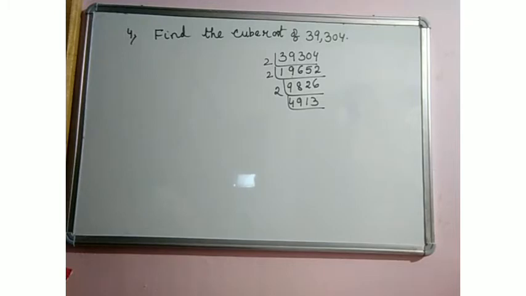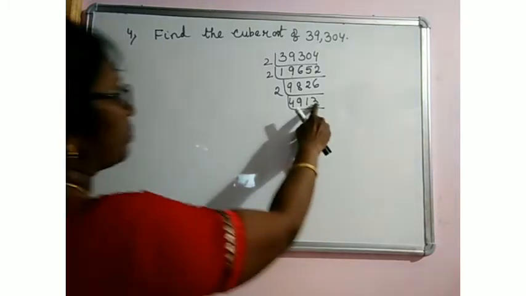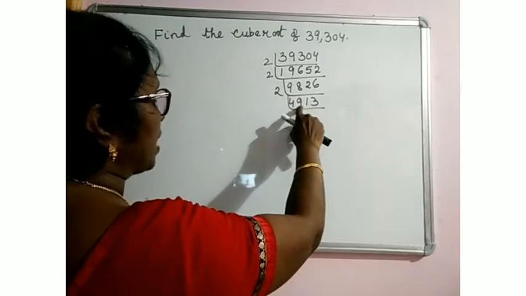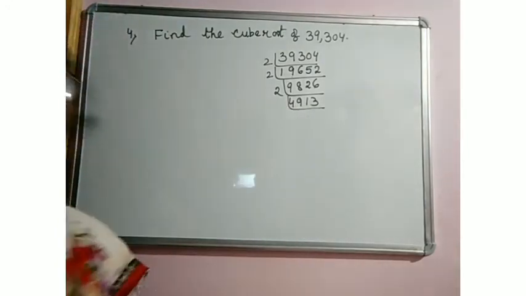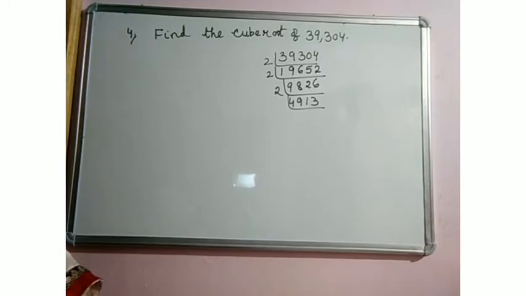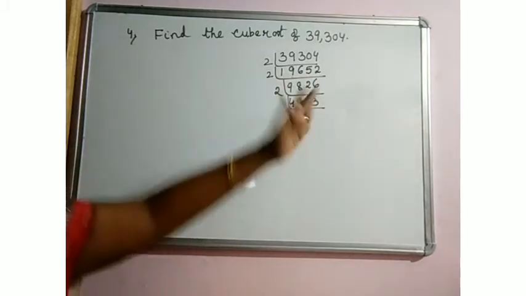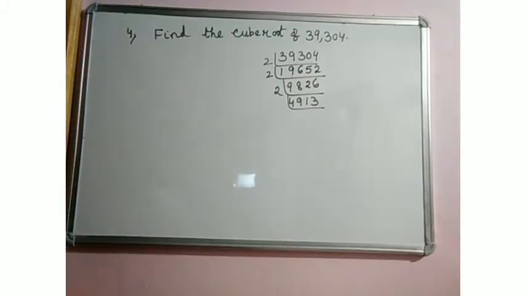Let us see whether it is divisible by 3, 5, 7 and so on. Let us see. 3 plus 1 is 4. 4 plus 9 is 13. 13 plus 4 is 17. 17 is not divisible by 3. So this number is not divisible by 3. And this is not divisible by 5 because the number is not ending with 0 or 5.